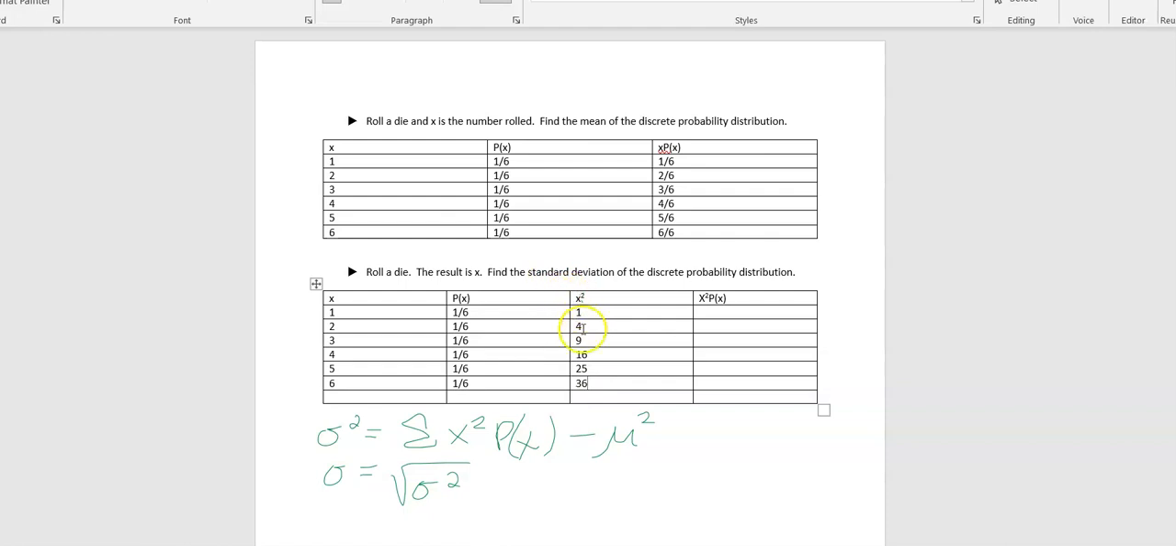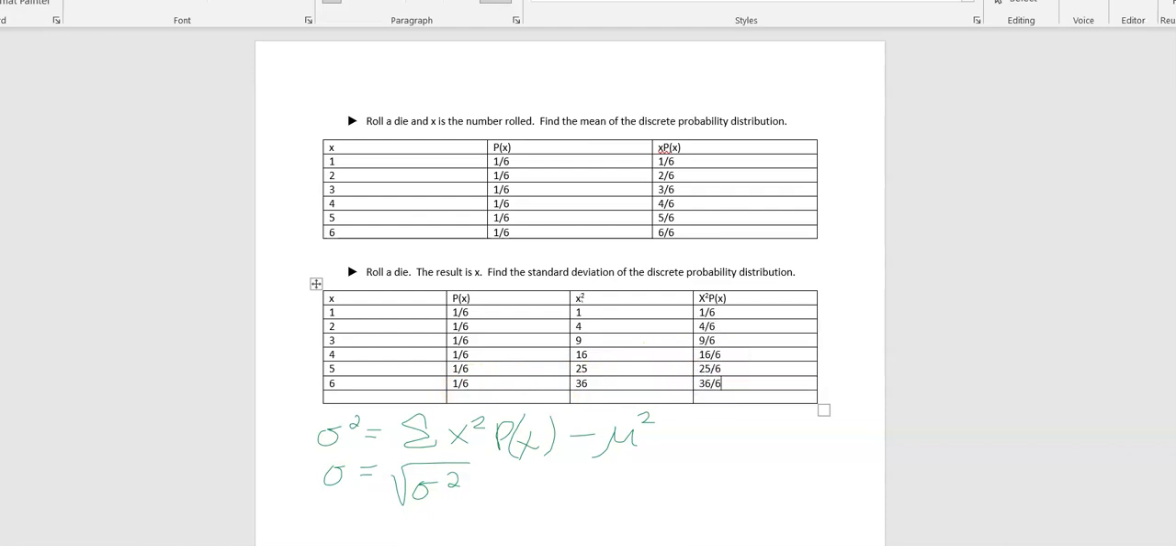And now I'm going to multiply this x squared column times my p of x column. Now remember that these numbers only multiply times the tops of these fractions. So 1 times 1/6 is 1/6. 4 times 1/6 is 4/6. 9 times 1/6 is 9/6. 16 times 1/6 is 16/6. 25 times 1/6 is 25/6. And 36 times 1/6 is 36/6.